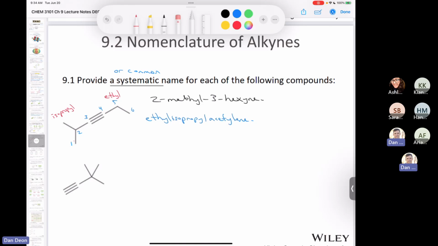So for the next one, of course, we're going to start numbering at the end that is terminal, right? The end that has the hydrogen attached directly to it. So we're going to go 1, 2, 3, 4. So we've got a 3,3-dimethyl 1-butyne.